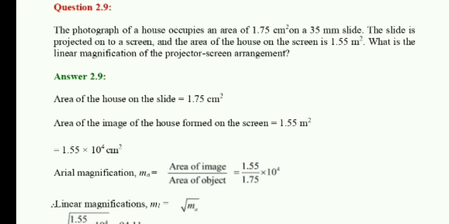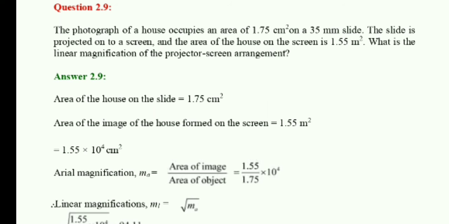Now the size of the object is 1.75 centimeters square. First of all convert this into meter square, it will be 1.75 into 10 to the power minus 4 meter square, and the size of the image is 1.55 meter square. Now come to the areal magnification. Areal magnification is just the ratio of the size of the image upon the size of the object. Now the size of the image is 1.55 and the size of the object is 1.75 into 10 to the power minus 4. Now solving this, we get 8857. This is the areal magnification.